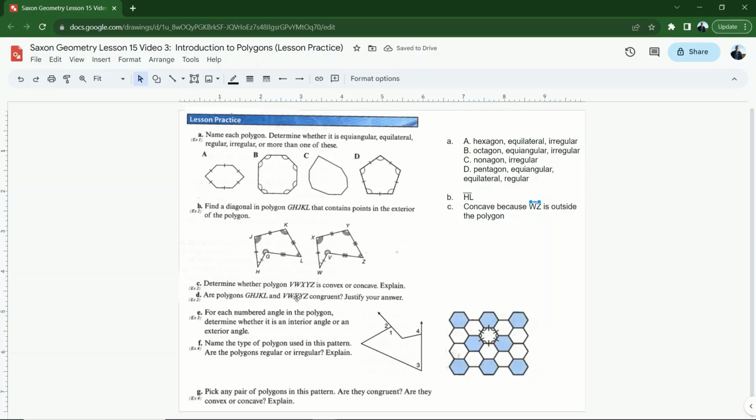Okay, next, are polygons GHJKL and VWXYZ congruent? In order for them to be congruent, all of the sides need to be equal, all of the angles need to be equal.